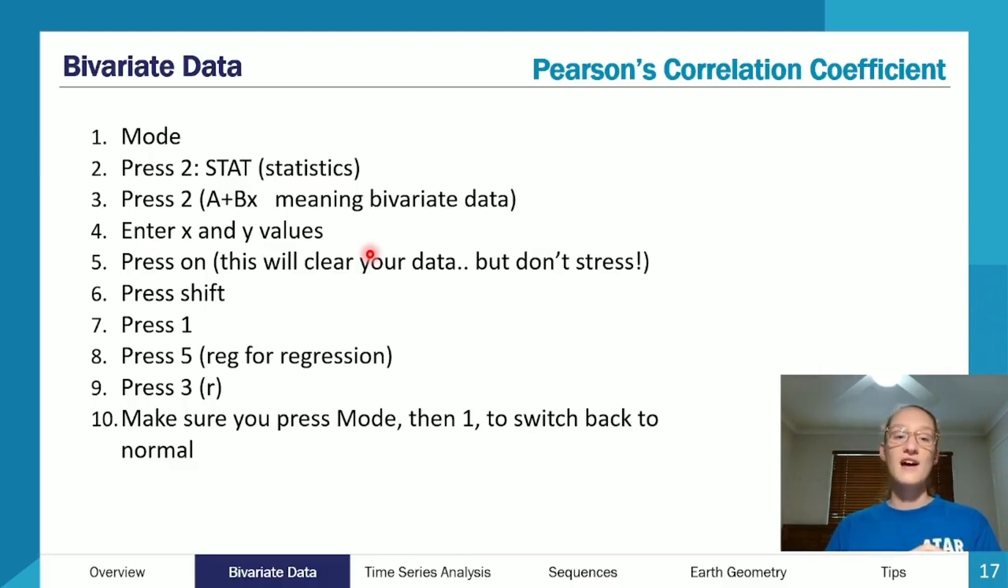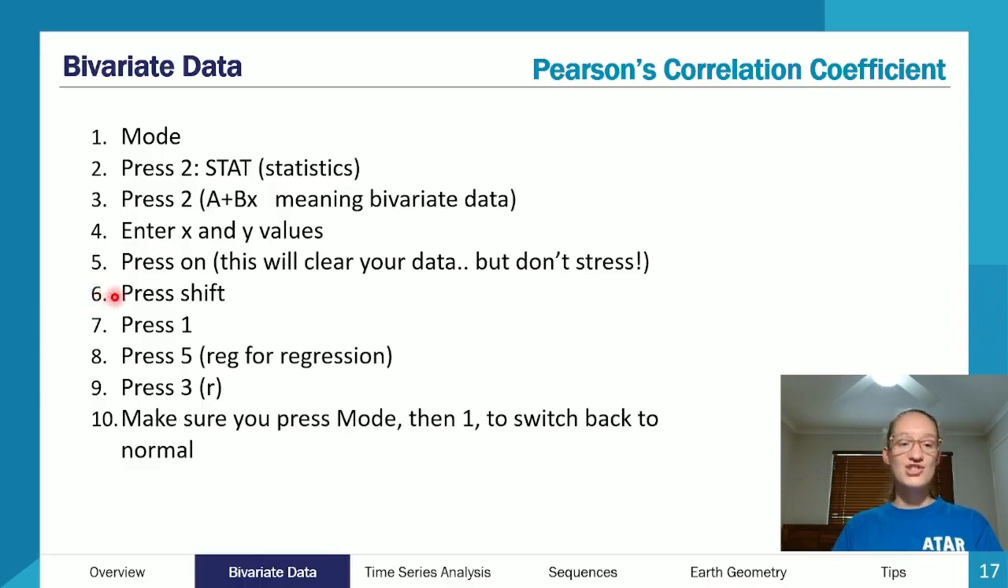And then you enter your data values. So if, for example, your X value is 5, you'd put 5, enter, and that would add it to your table. You can enter all your X values and all your Y values by putting the number in, then pressing enter, and also by moving around the table grid using the arrow keys on your calculator. Once you've entered all your data and finished, you press on, and that will clear your data off the screen. But don't stress, your calculator has it stored in its memory, it's not gone.